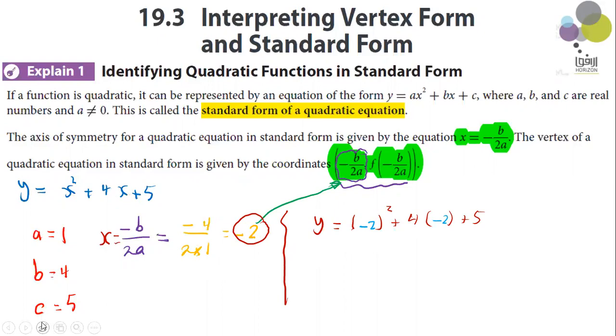And then evaluate here. So -2 power 2 is +4. Remember this: 4 times -2 is -8. 4 minus 8 is -4, plus 5. So the second coordinate of the vertex is 1. So the vertex will be first coordinate -2 and second coordinate 1.